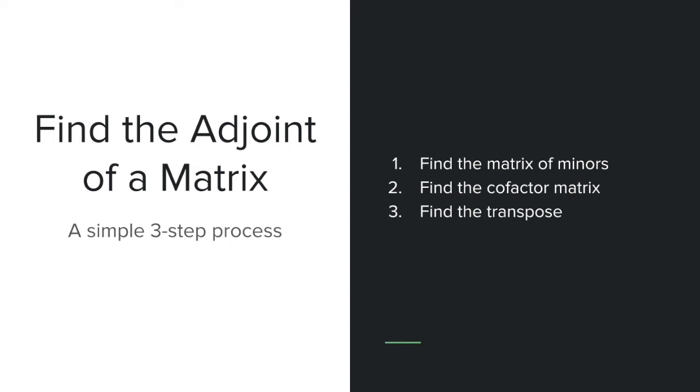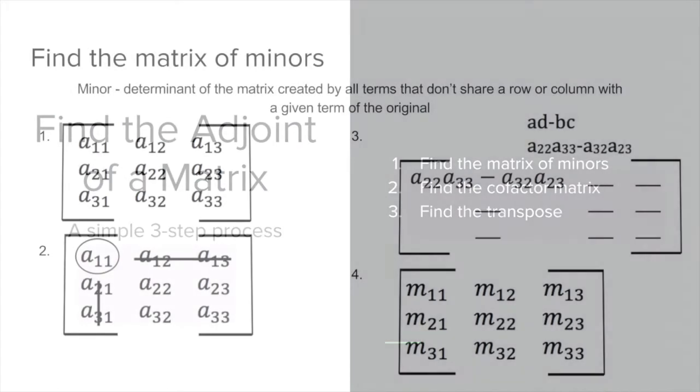First, we need to know how to find an adjoint matrix. There is a very simple three-step process for doing this. First, find the matrix of minors, then the cofactor matrix, then finally the transpose.